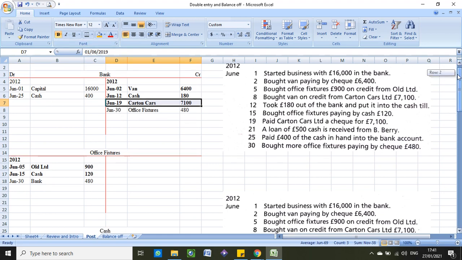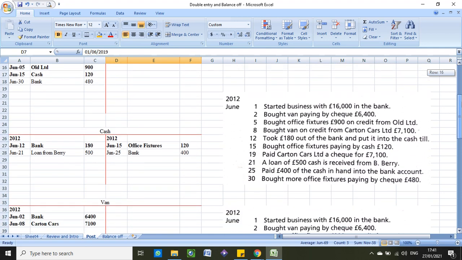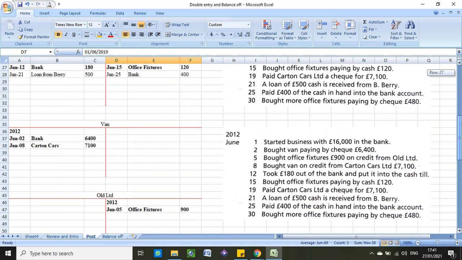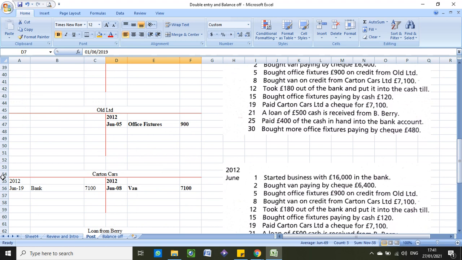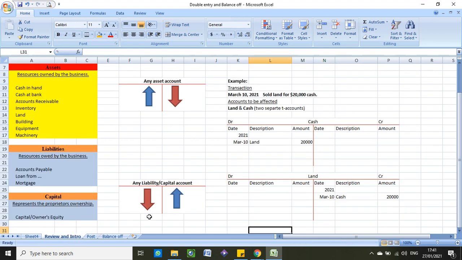Now I can go to Carton Cars and find a similar transaction on the debit side. This is also a liability. I can't recall if I mentioned this. This is a liability. At this point, we are doing a debit entry because we are paying them. So that means that we owe them less. So we need to do a debit entry.